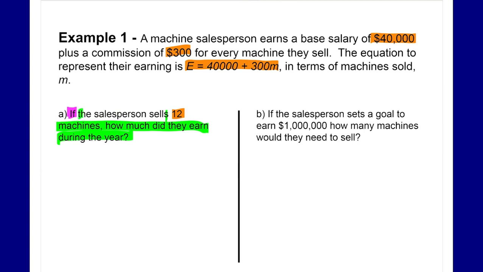That's telling us that something's going to be happening, a specific scenario. And because it's an equation, we also want to know what our values represent. We are told that M is machines sold. I also am told earnings, so E would be my earnings in this case. So for A, I'm going to start off with my equation. Because I'm given it, chances are I'm going to have to use it in some case.